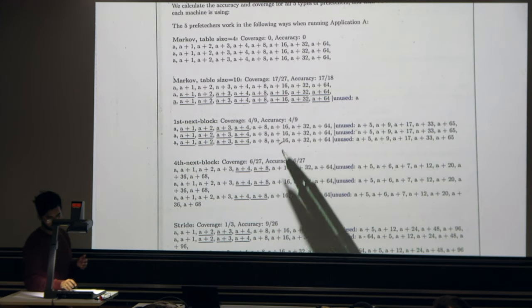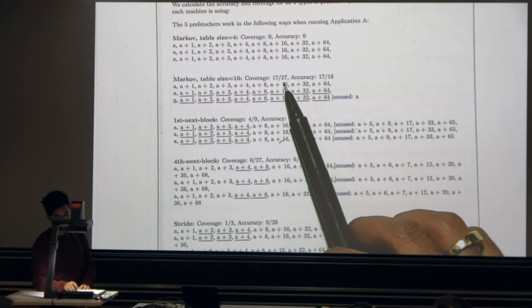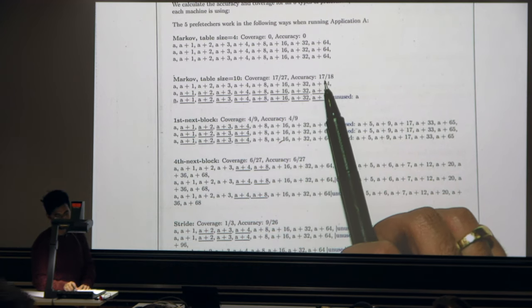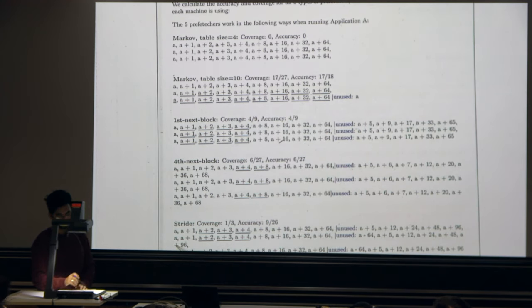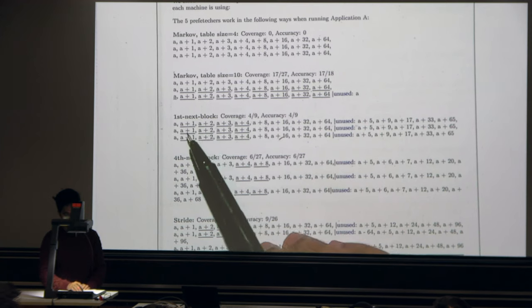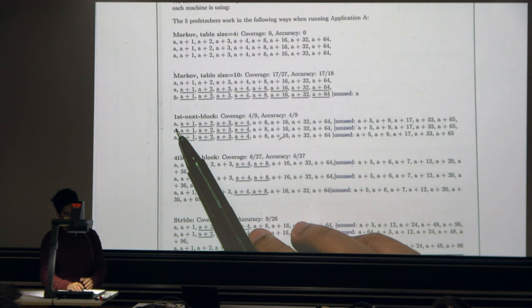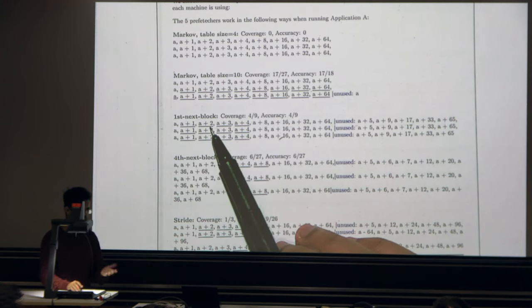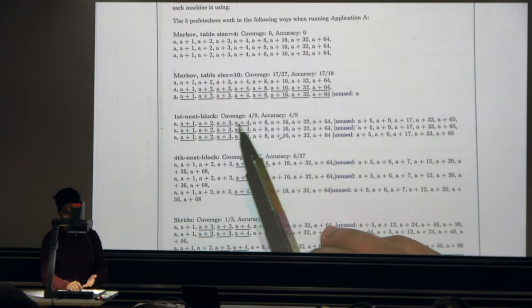So in this case, then we can see that the coverage is 17 out of 27 accesses, and the accuracy is 17 out of 18, which is pretty accurate. Make sense? Okay, now let's go to the third one. So the third one basically says the next block access. That's a very basic prefetcher. So A predicts A plus 1, A plus 1 is good. A plus 1 also predicts A plus 2, A plus 2 is also covered. A plus 2 predicts A plus 3, A plus 3 predicts A plus 4, everything is covered.